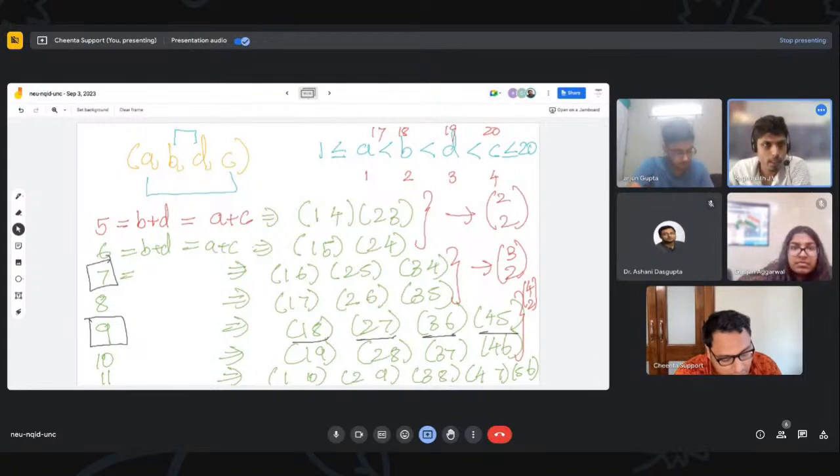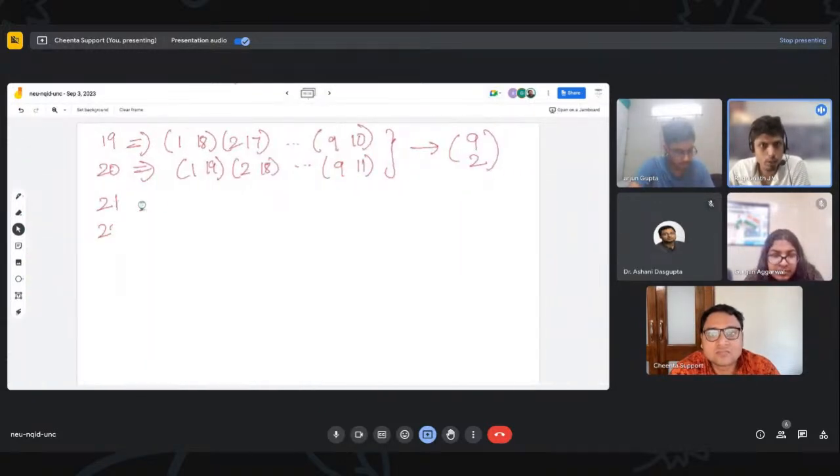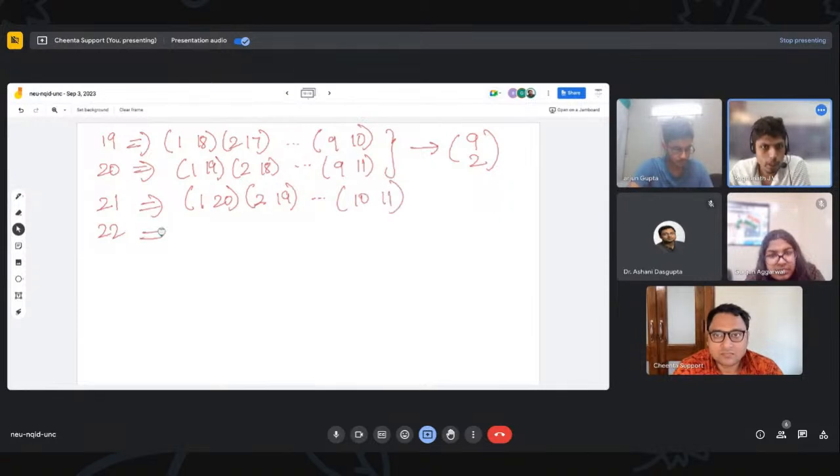So how many pairs? Nine pairs. So 9 choose 2 for both. So till this, it increases monotonically: 2 choose 2, 3 choose 2, 4 choose 2 till 9 choose 2. After 21, you will see something happen. For 21, it is normal because 20 is a valid number, and it goes till 11 and 10. Yeah, 10, 11.